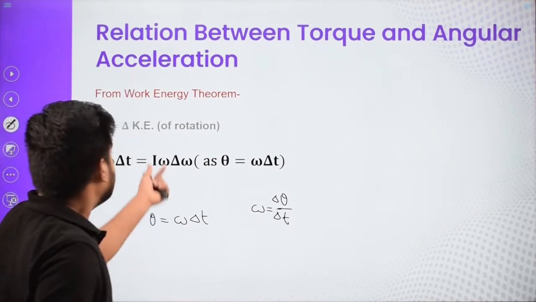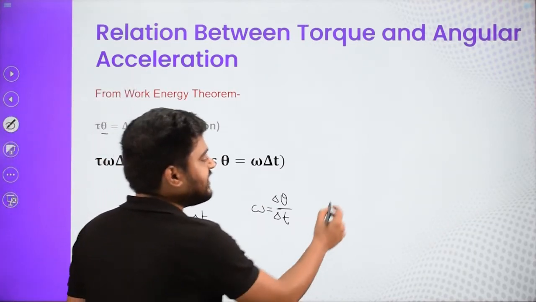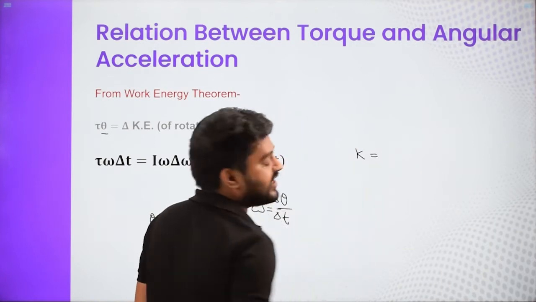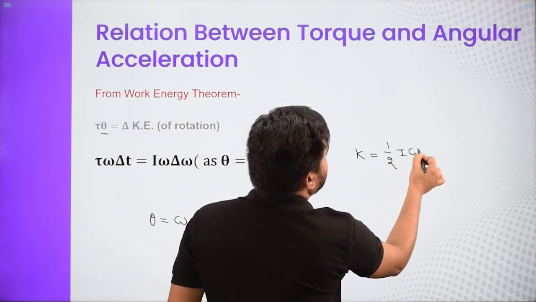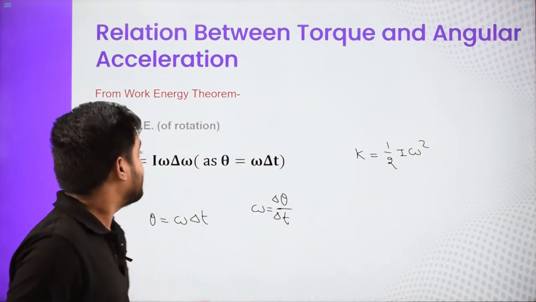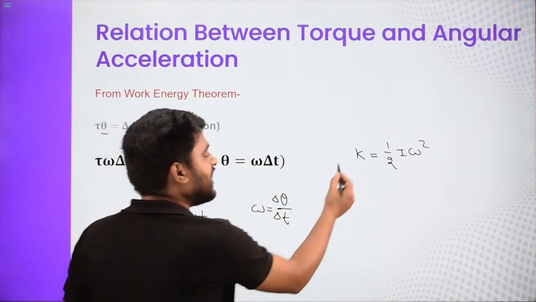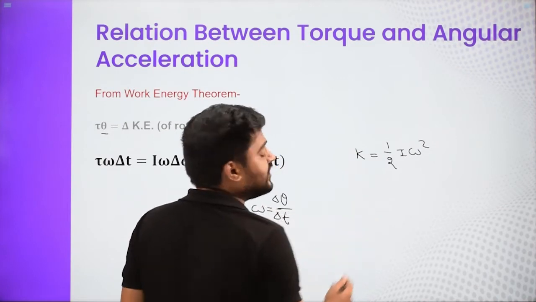And what about the change in kinetic energy? What is kinetic energy? If we talk about rotational kinetic energy, it is half I omega square. That is the formula for rotational kinetic energy. I need to get the change, so I do delta, that is, differentiate it.